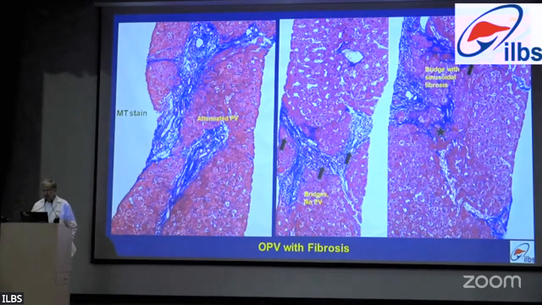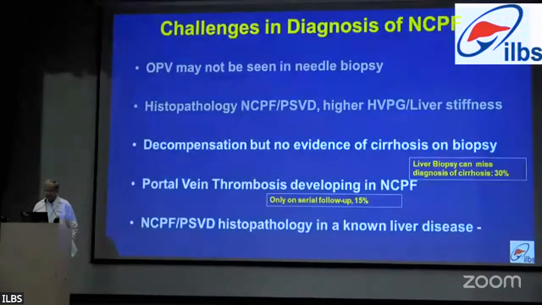In this one you have bridges which are seen, single thin septa, thin bridges, and sinusoidal fibrosis. When you look at it, you will immediately say, well, it could be cirrhosis, but no, these are obliterative portovenopathy with fibrosis, and they have higher HVPG portal pressure than those without fibrosis. So this is something new which we are learning.